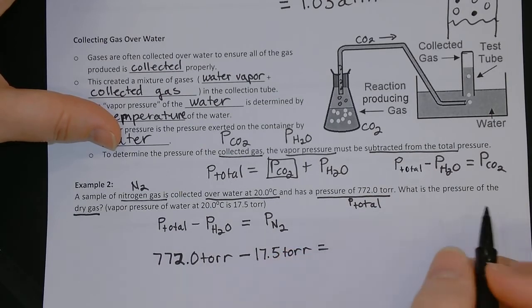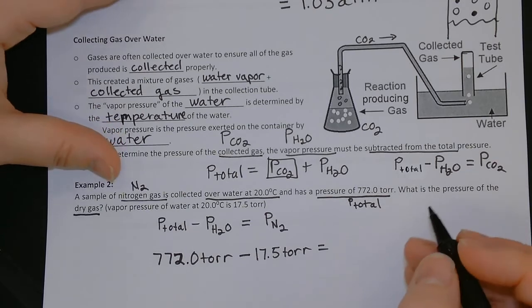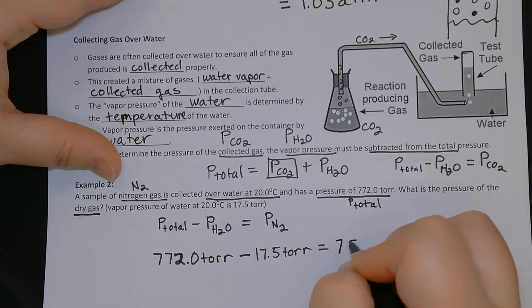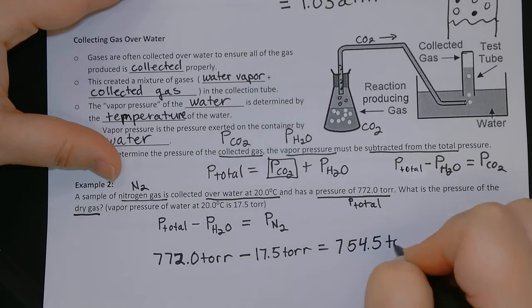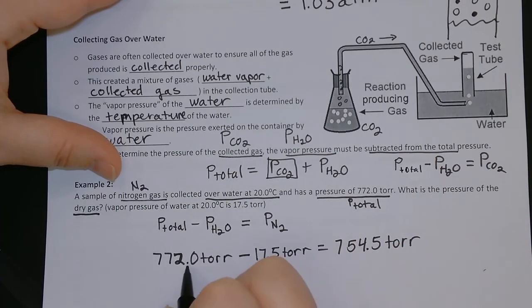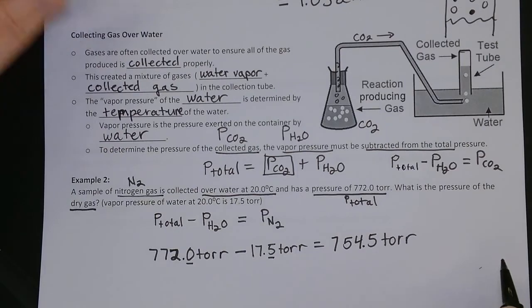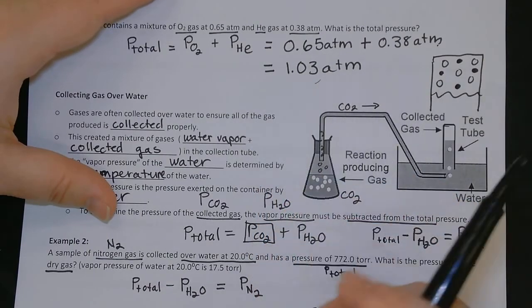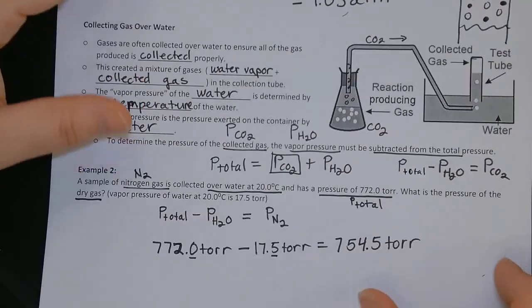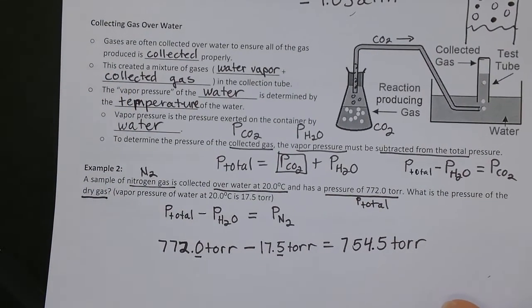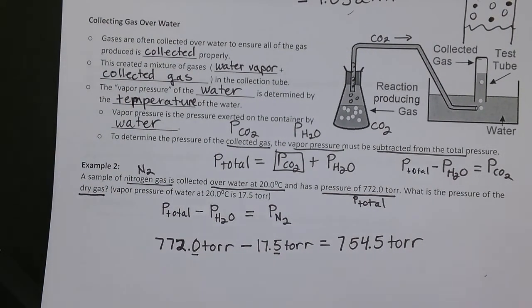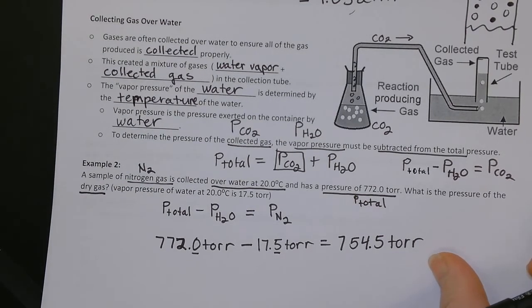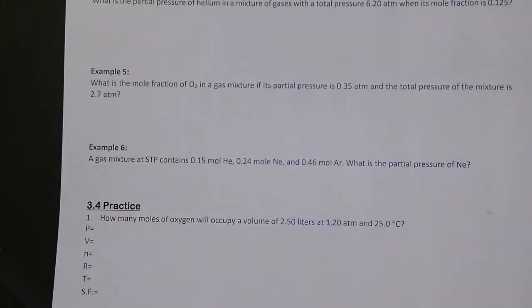Again, our units match, so we can subtract them. And what we get is 754.5 torr. In terms of sig figs, remember we're subtracting, so we want to keep the number of decimal places consistent. In this case, we have 1, so we have 1 in our answer. Up here, when we added them, we had 2 decimal places, so we kept 2 in our answer. So that's another application of Dalton's law of partial pressure. If you wanted to, you could pause here for a minute and try a couple of the Dalton's law practice problems and then come back, or you can keep going.